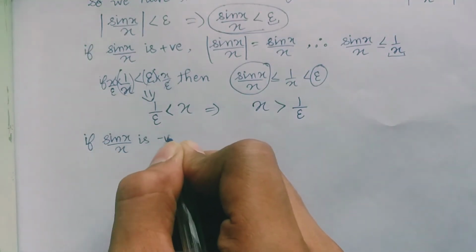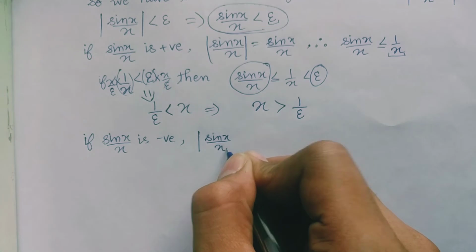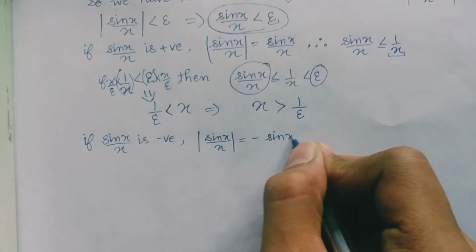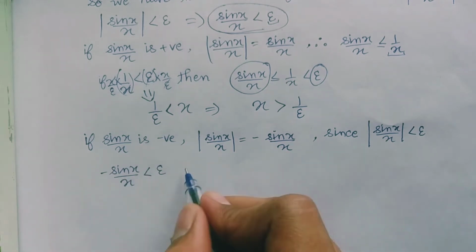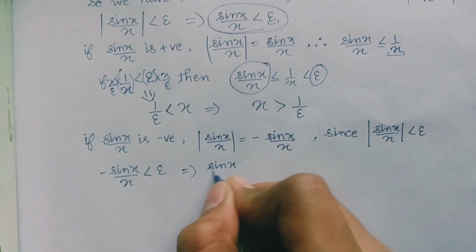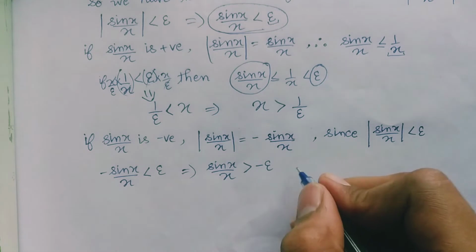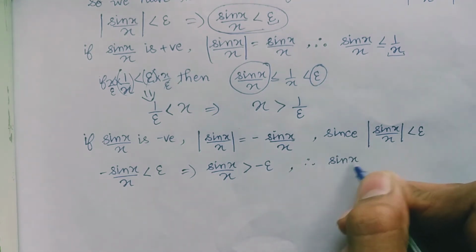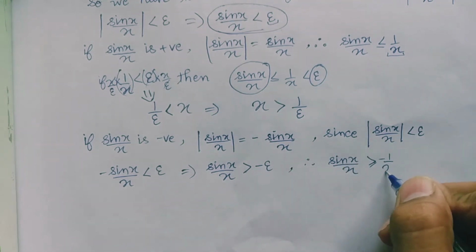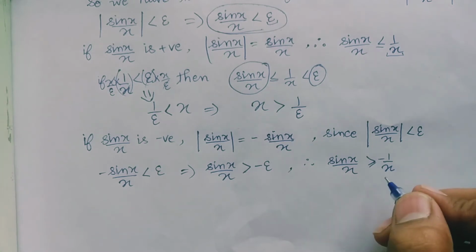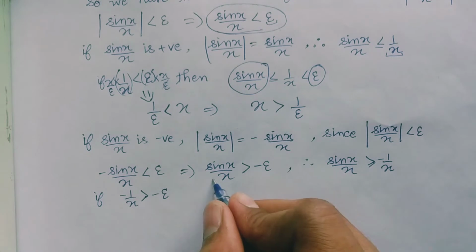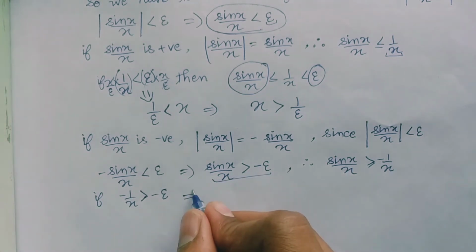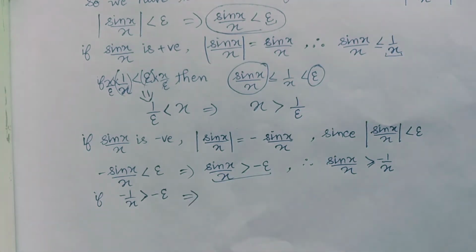Now, let us see what will happen if sin x by x is negative. If sin x by x is negative, mod of sin x by x will give negative sin x by x. Then this inequality follows like this. Now multiply with negative on both sides. This will reverse the greater than sign. Now from our previous method, we know that sin x by x is always greater than or equal to negative 1 by x. So if epsilon is less than negative 1 by x, then it is obviously less than sin x by x. Now multiply by a negative on both sides of this inequality.